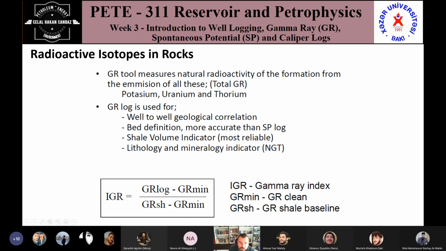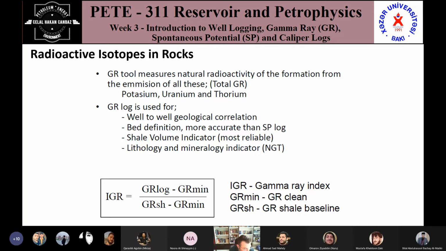Okay, so the gamma ray tool measures the natural radioactivity of the formation from the emission of all of these, which we call total GR. If you see total GR, it includes all potassium, uranium, and thorium results. It's the total combination of all of these. So the GR log is used for well-to-well geological correlation and bed definition, more accurate than the spontaneous potential log.